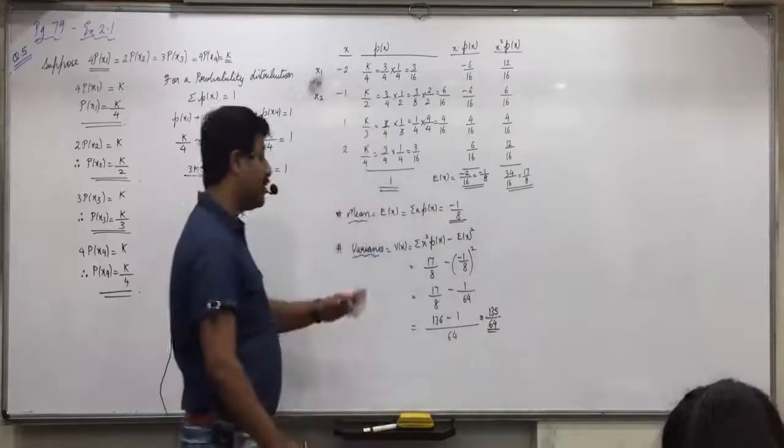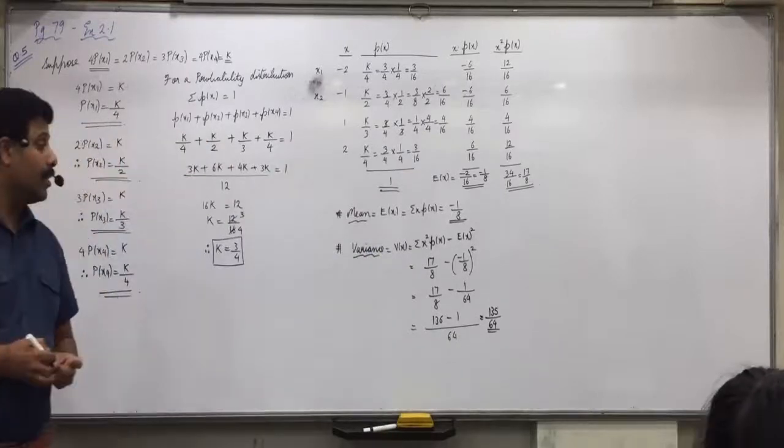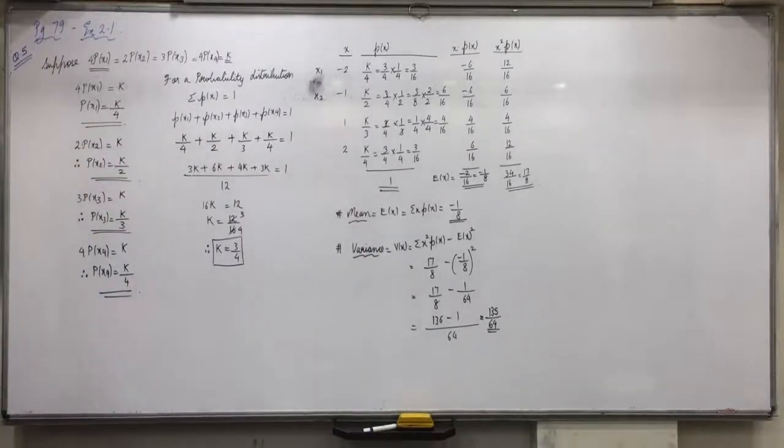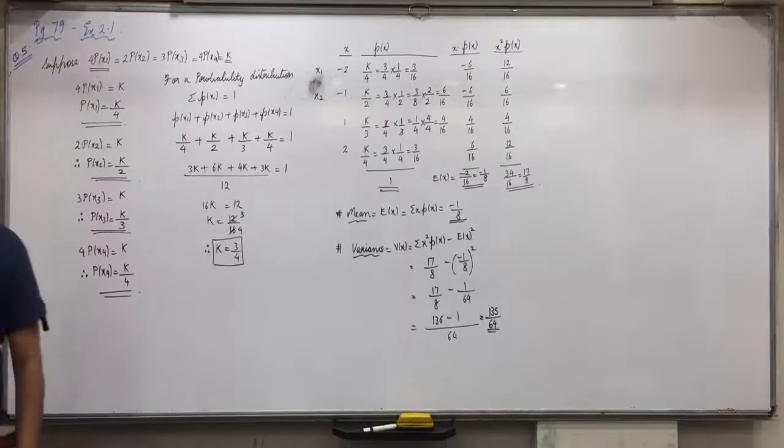This is the final answer. It cannot be simplified further. So mean is minus 1 by 8 and variance is 135 by 64. And now you can understand why I am asking you to repeat the class work. They are not simple. Okay.